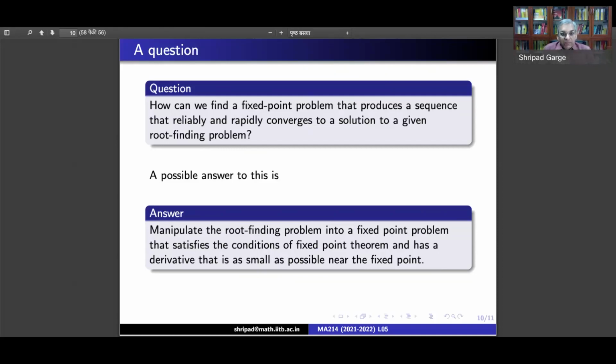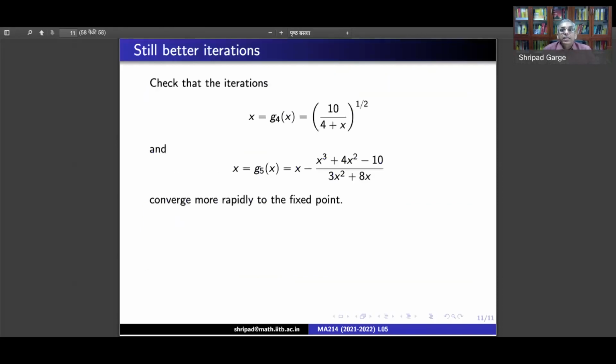With these two, we are going to end this lecture, but I will give you this homework: there are two further iterations, x equal to g4(x), which is the square root of 10 upon 4 plus x. And then finally you have x equal to g5(x), which is x minus (x cubed plus 4x squared minus 10) upon (3x squared plus 8x). Here the numerator polynomial is the original polynomial that we had, whose root is the thing we are looking for, and the denominator of the same rational function is simply the derivative of the numerator function.